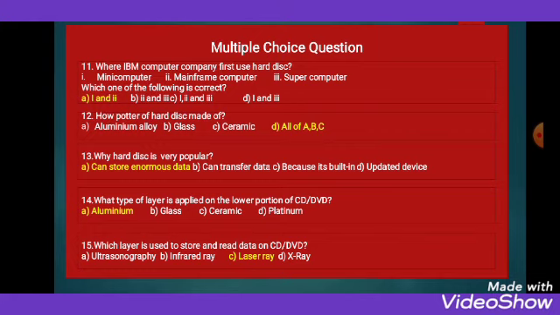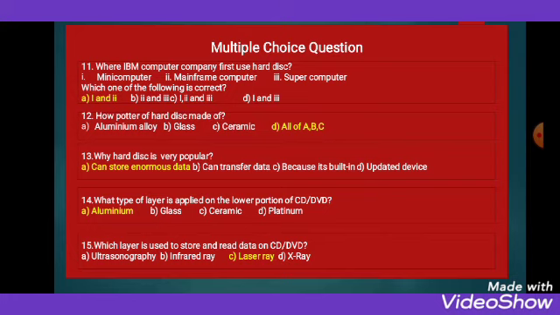Number 12, what is the platter of a hard disk made of? Yes, in a hard disk there is a platter that is made of aluminum alloy, glass and ceramic. So all A, B, C is the correct answer. Number 13 question, why is the hard disk very popular? Hard disk is popular because it can store an enormous amount of data. Option A is the correct answer.